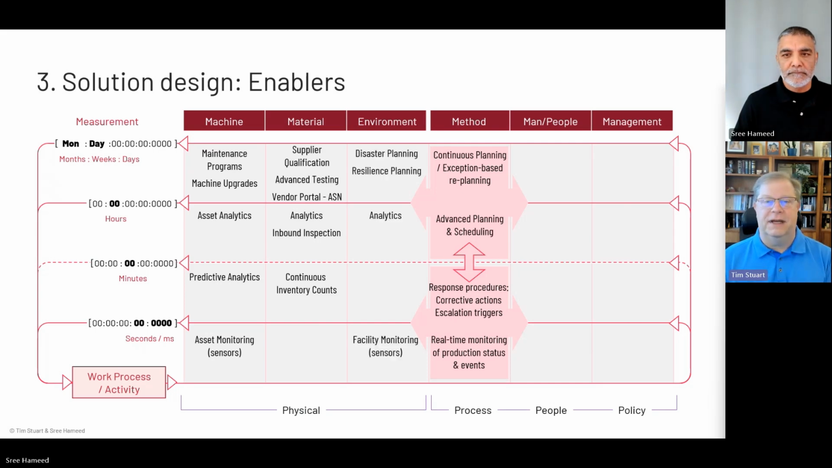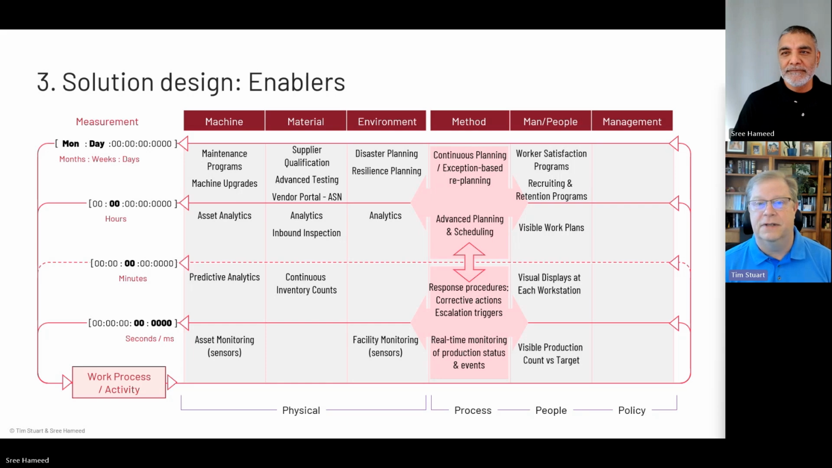From an environment perspective, at the supply chain level, we have to look at things like disaster planning or resilience planning in order to make sure that we have plans or backups in place when those things do occur. And down at the plant level, from a facility perspective, having monitors or sensors in place that help us understand when high temperatures or high humidity or things like that could be impacting the production process.